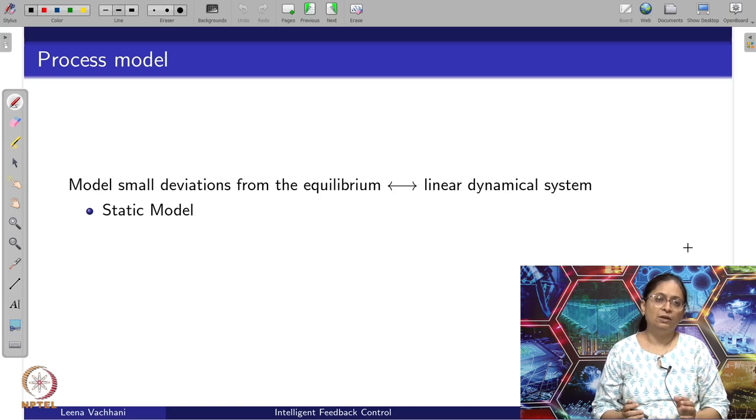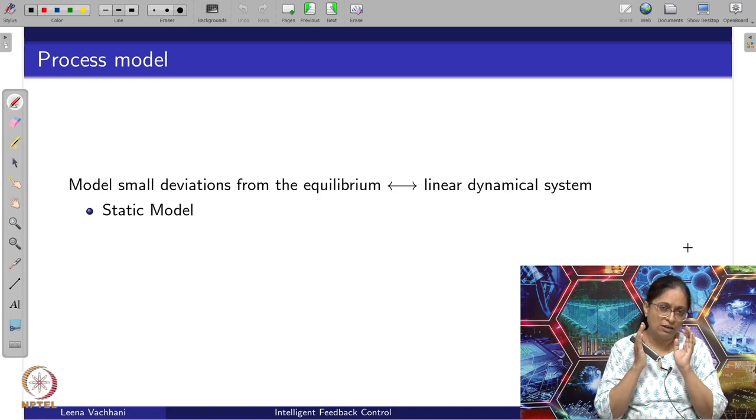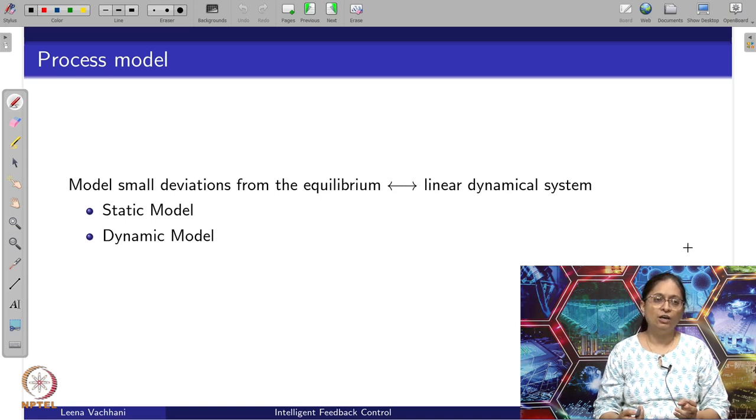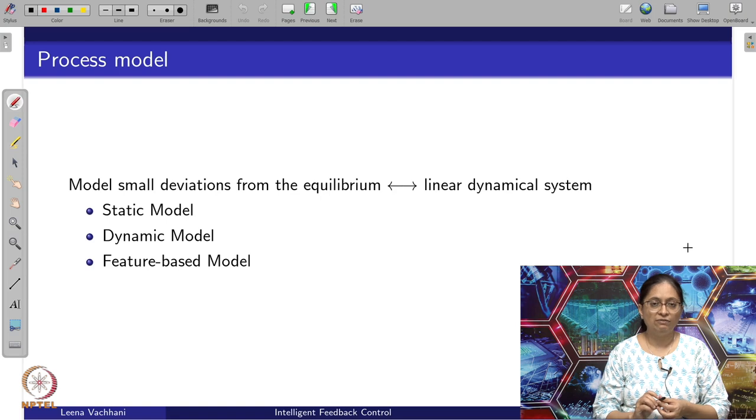Typically, any system has a nonlinear characterization, but at the operating range of values where the nominal value is your equilibrium, we expect small deviations across it, which can be represented as a linear dynamical system. So the representation needs static model identification and dynamic model identification. One can look for other methods like feature based methods. What we have to understand is the difference between the static and the dynamic model that we are talking about here.